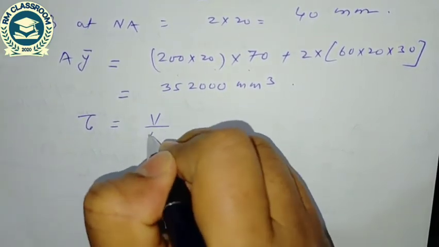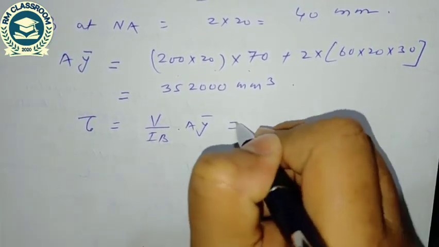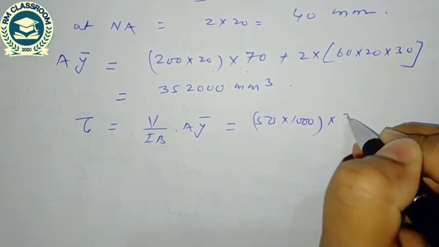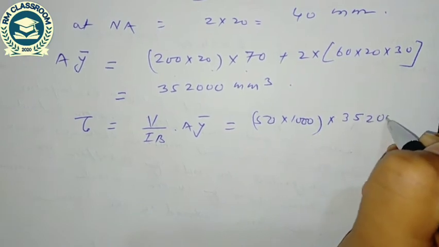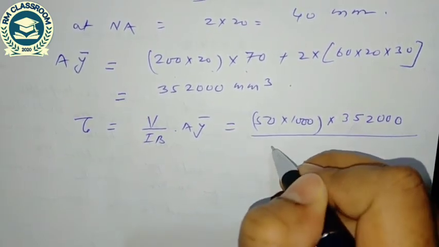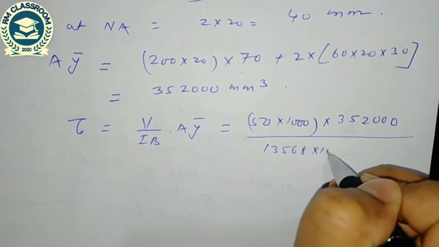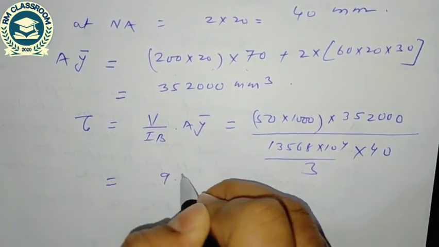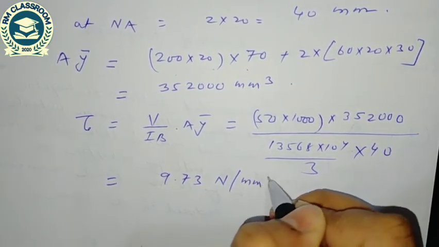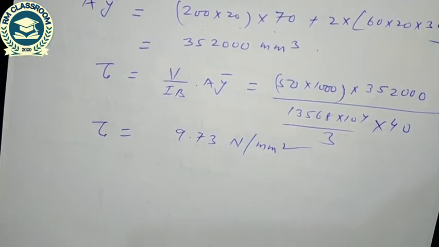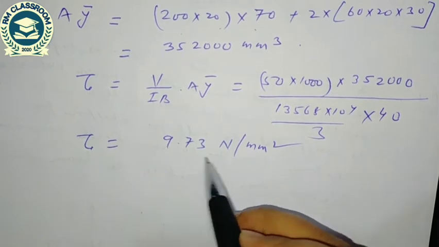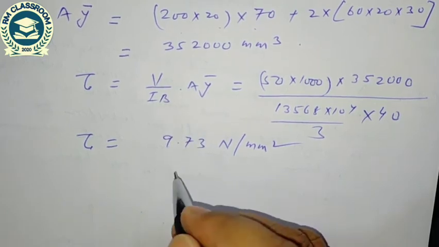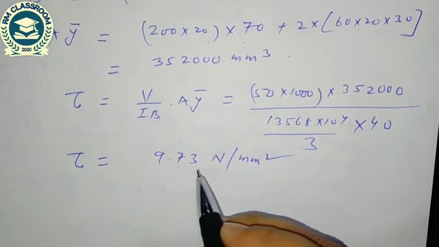So shear stress is V by I B into A y bar. Maximum shear stress is 50 into, converting it into Newton, into A y bar, 35,000, divided by I. Moment of inertia is 13568 into 10 to the power 3 into B is 40. So it is coming 9.73 Newton per mm square. So the shear stress is 9.73 Newton per mm square, and that is the maximum shear stress in a simply supported hollow rectangular beam.